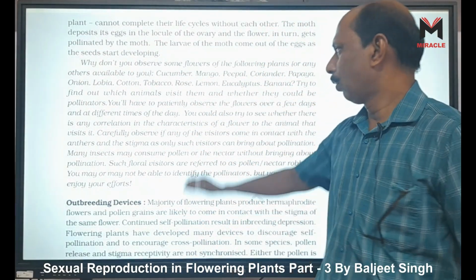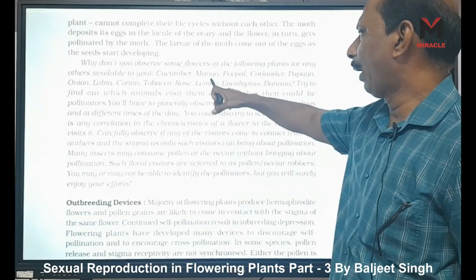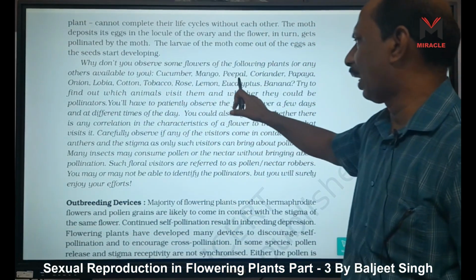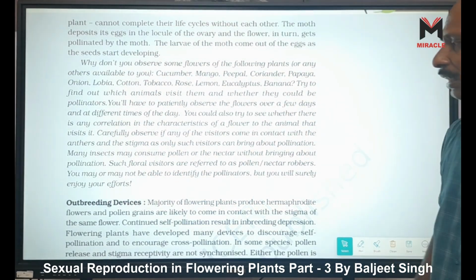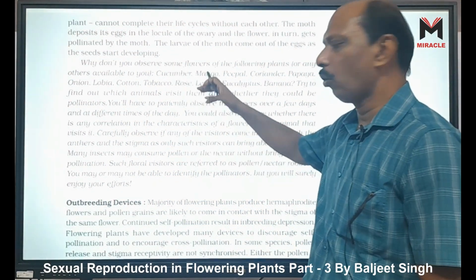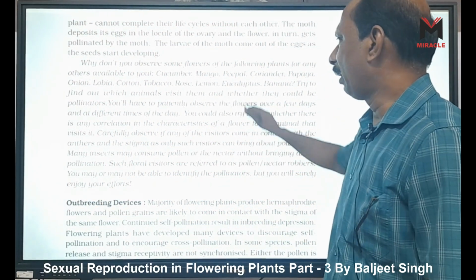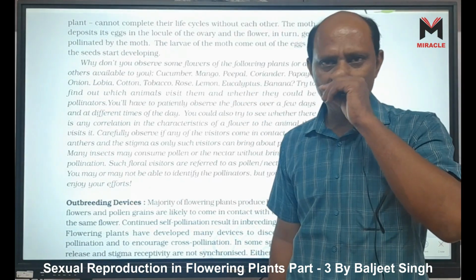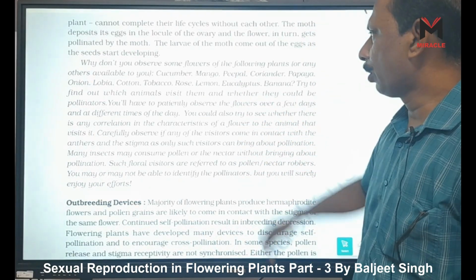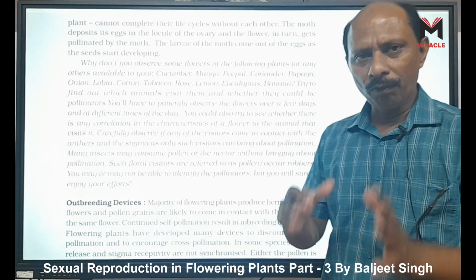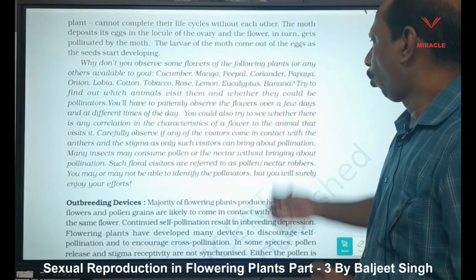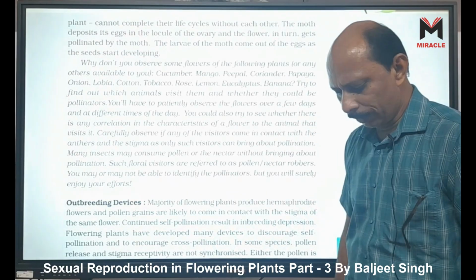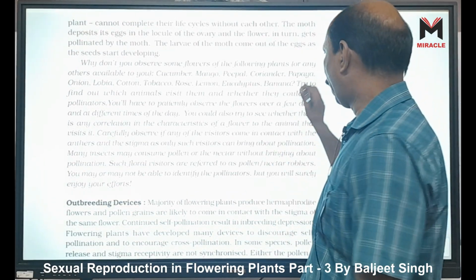Cucumber, okay, you know the Cucurbitaceae family. Mango, fig, coriander, papaya, onion, lobia, cotton, tobacco, rose, lemon, eucalyptus, banana. Many things even here. Cucumber means entomophily, mango means it is myrmecophily, right? Fig means it is not a moth, it is a wasp, because here the hypanthodium type of inflorescence is there. Coriander, entomophily. Papaya means what? Papaya means it is through wind, right?